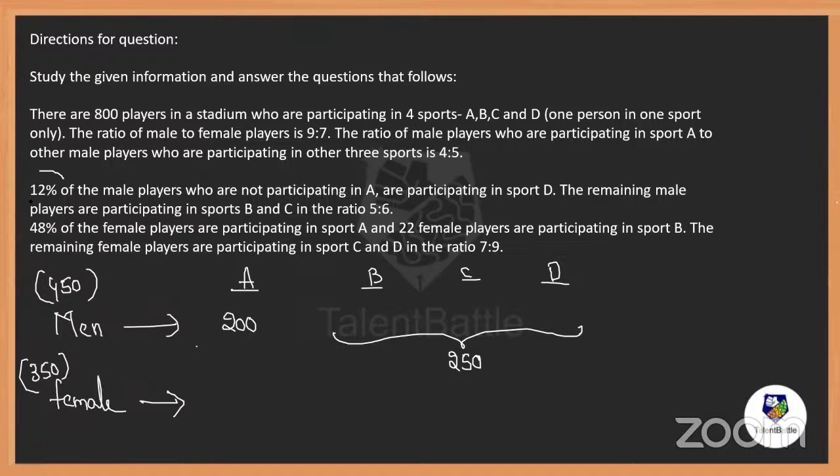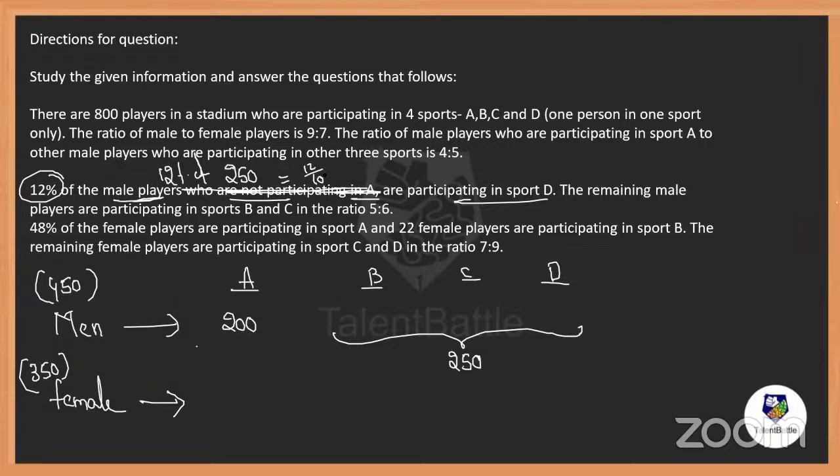Now see here. 12% of the male players who are not participating in A participated in D. How many are not participating in A? 250 people are not participating in A. So 12% of this 250 participates in D. So how much is 12% of 250? You can answer in a calculator, but normally 12% is the easy one. 12% of 250 will be 30.